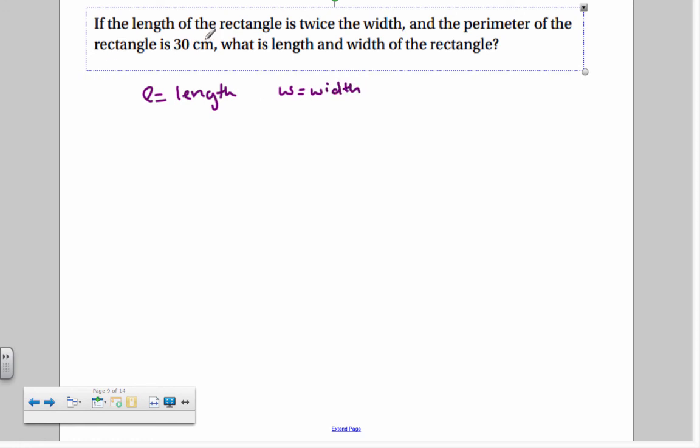My equations, the length is twice the width, L equals 2W. And the perimeter of the rectangle is 30. I need to know the perimeter formula. It's 2L plus 2W equals 30. So what is the length and width? Go ahead and solve.